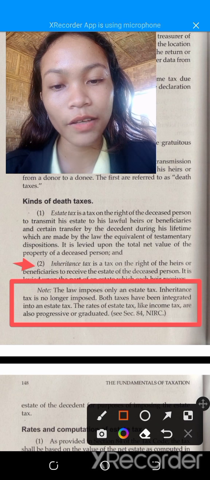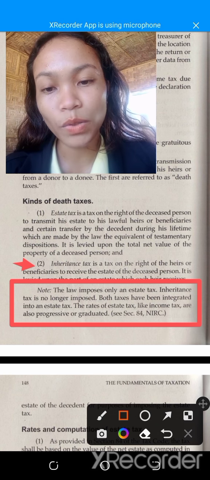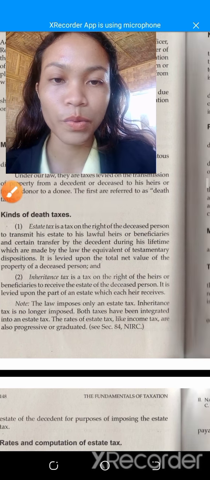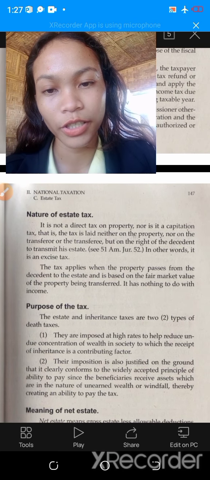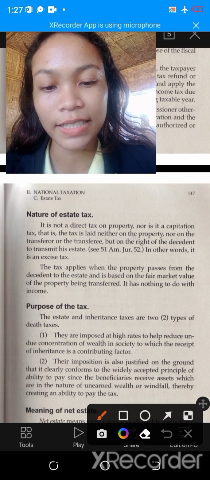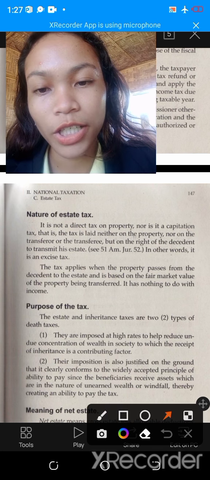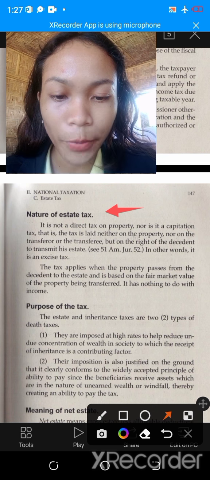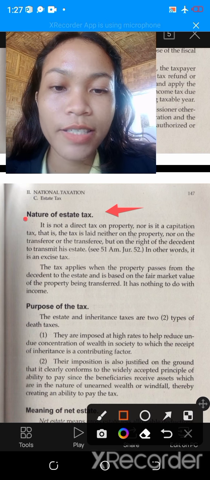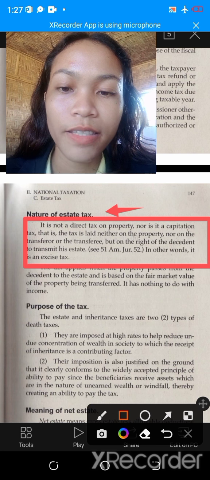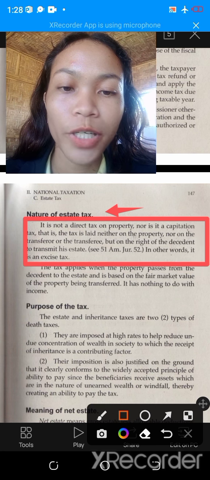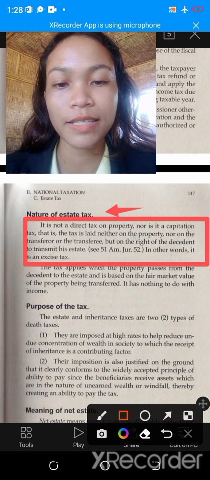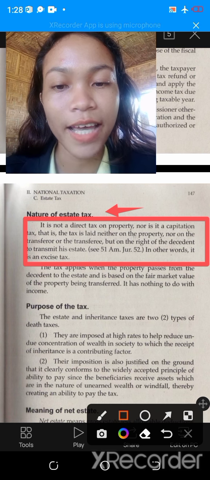The rates of estate tax, like income tax, are also progressive or graduated. So let's move on to the nature of estate tax. The nature of estate tax: it is not a direct tax on property, nor is it a capitation tax, that is, the tax is laid neither on the property nor on the transferor or the transferee, but on the right of the decedent to transmit his estate. In other words, it is an excise tax.